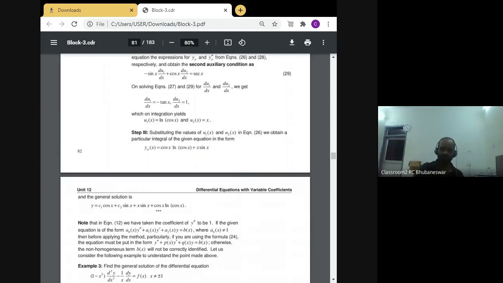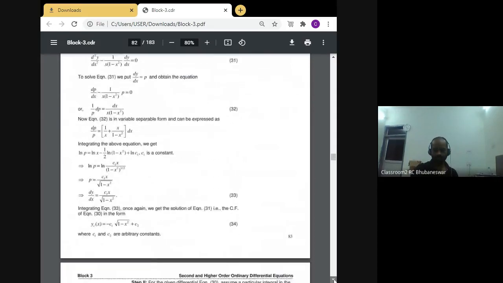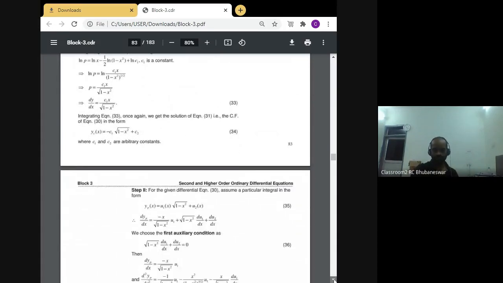So now finally we are going to combine these two solutions, yc and yp, to get the general solution of the non-homogeneous differential equation. So this is the simple procedure to find the solution of a non-homogeneous differential equation by using the method of variation of parameters. Now let us move to the next pages to discuss some other examples.